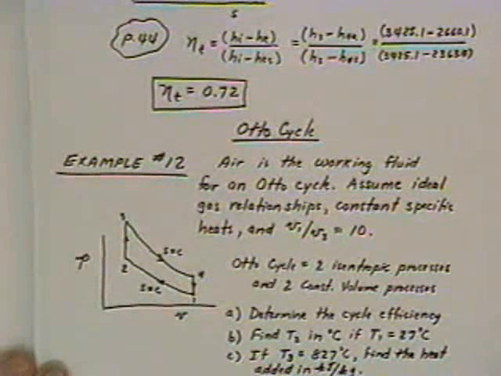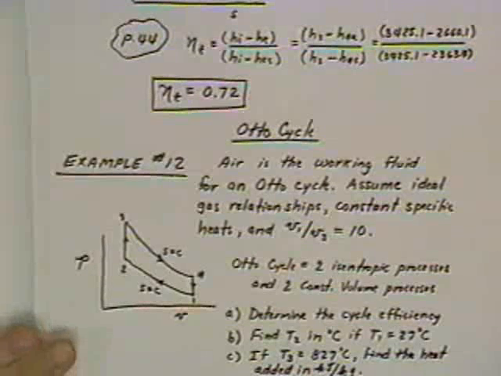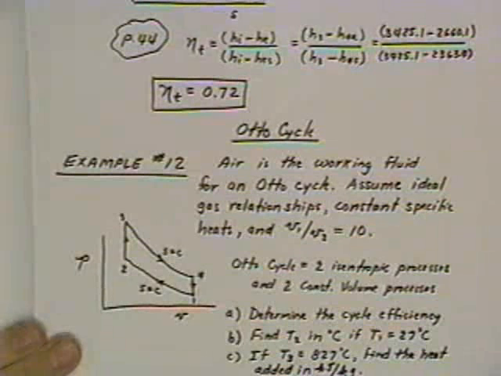The Otto cycle consists of isentropic compression from point 1 to point 2. Then it has a constant volume heat addition from 2 to 3. Then a constant entropy or isentropic expansion from 3 to 4. And then constant volume pressure reduction from 4 back to 1.